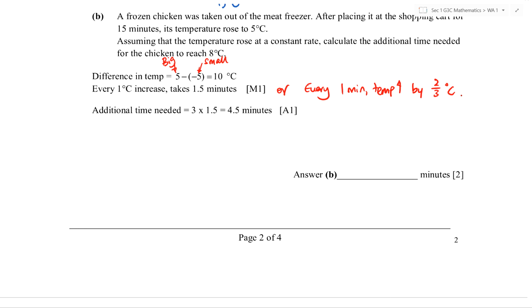So the additional time taken is just your direct proportion. 4.5 minutes. Whether you write it this way or that way, you will still get a final answer mark. If you have shown me every 1 minute, temperature goes up by 2/3 degrees Celsius, or if you have shown me every 1 degree Celsius increase, it requires 1.5 minutes.